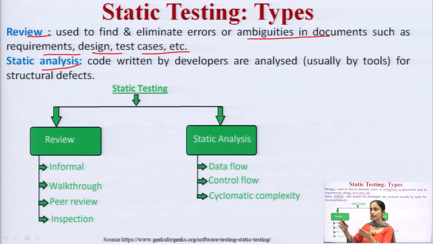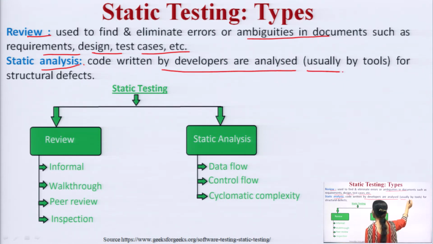So, all these things are thought of simultaneously, they are seen simultaneously, and the review occurs. Then the second is static analysis. This static analysis means the code that is written by the developer is analyzed by different testing tools to find the structural defects. So, this static testing is divided into reviews and static analysis.